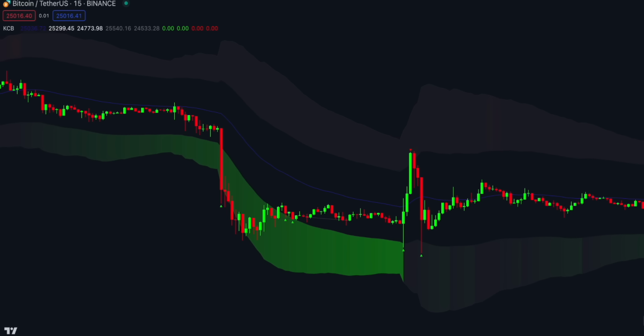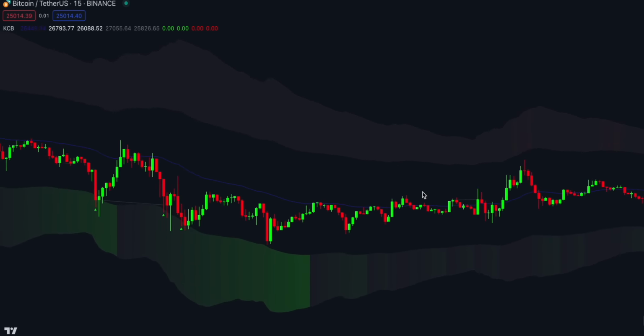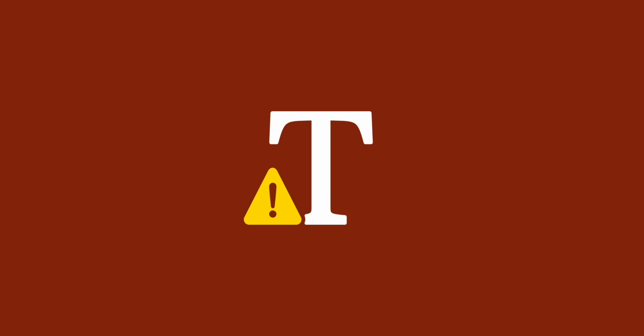This indicator consists of three components. The first component is the middle line, which acts as a reference for the average price. When the price is below the middle line, the market is controlled by sellers. When it is above the line, it is controlled by buyers.